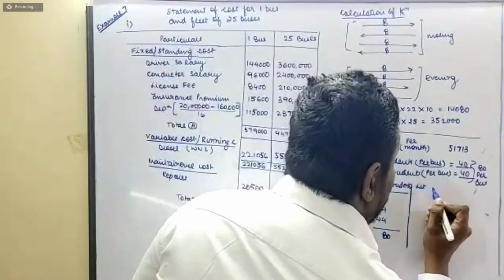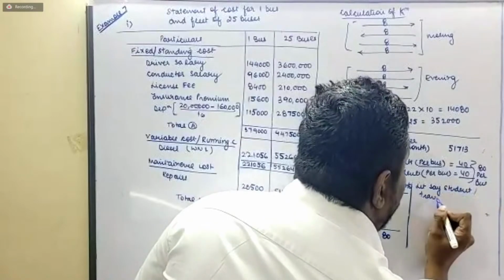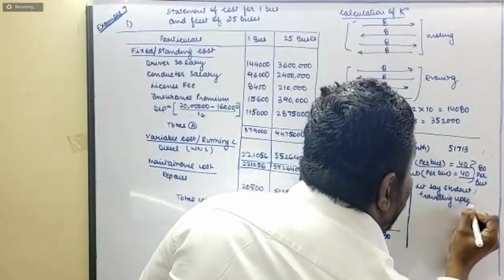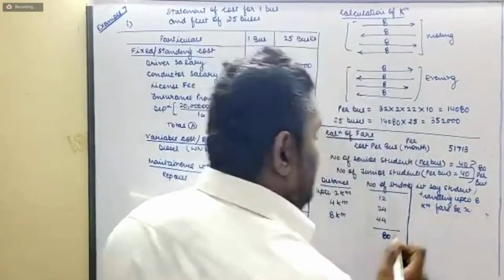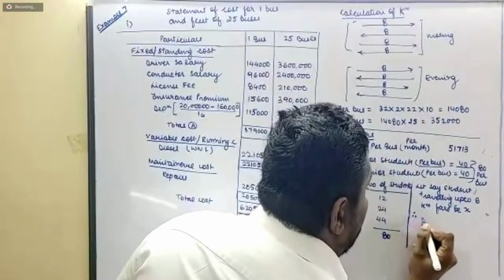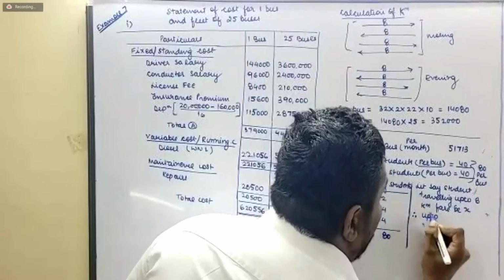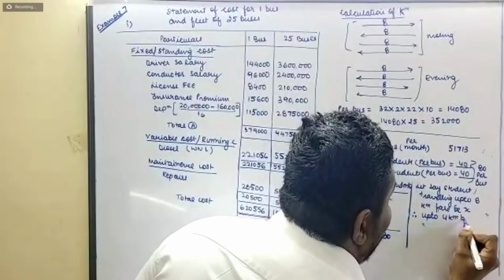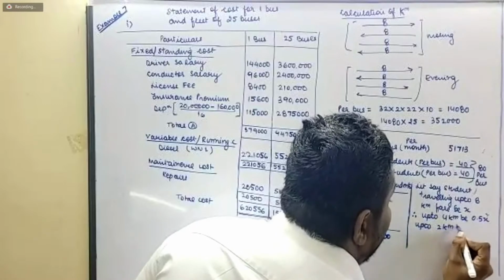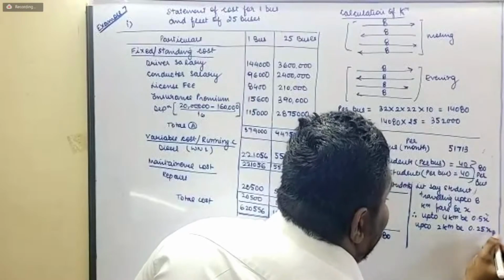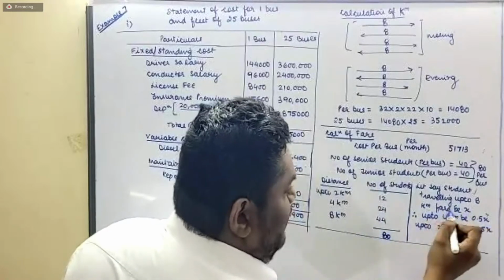Now let's say students traveling up to 8 kilometer, fare be X. Therefore, for traveling up to 4 kilometer be 0.5x and up to 2 kilometer be 0.25x. So now we can easily calculate the total fare, wherein the fare up to 8 kilometer is x.